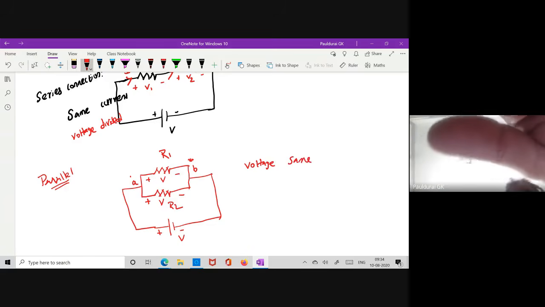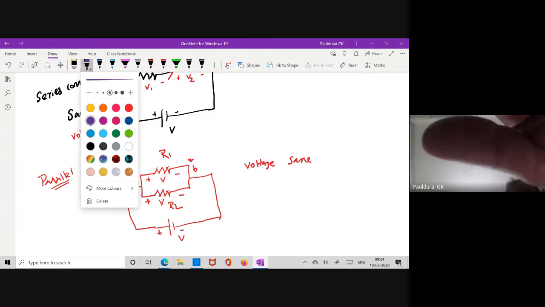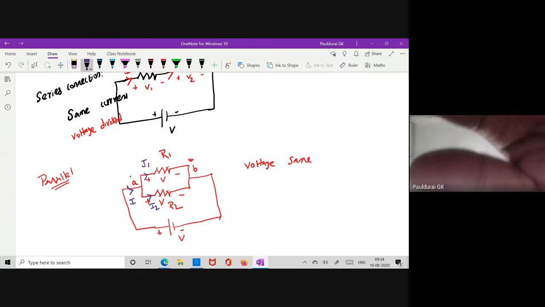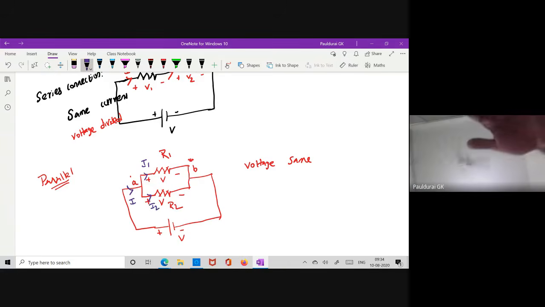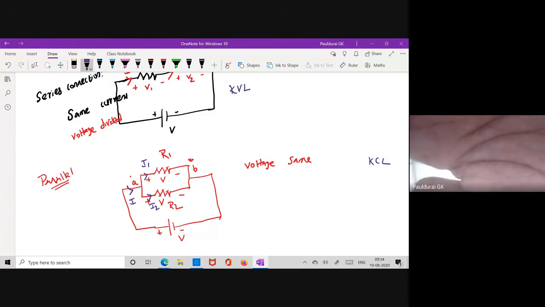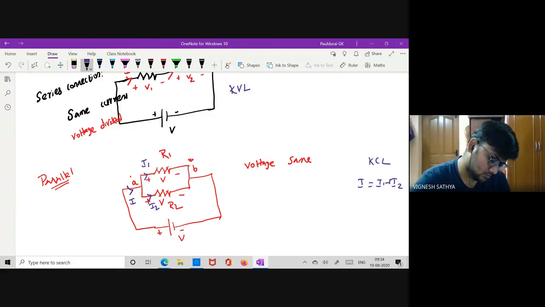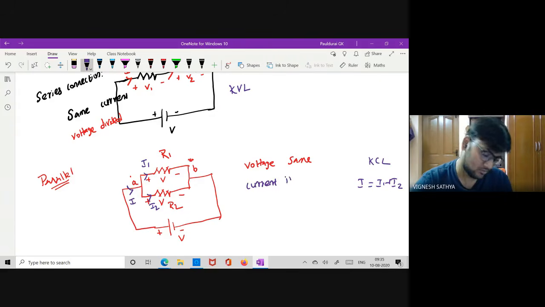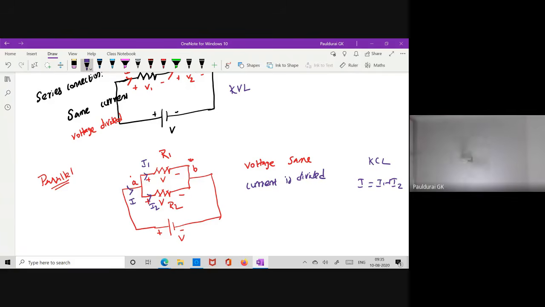But now what will happen? Take this is my total current I. Now the current is divided, take this is some I1 and this is some I2. Now it is possible to apply KCL. Here you can apply KVL in a series circuit, whereas in a parallel circuit we can apply KCL. If you apply KCL, entering current equals leaving current, I1 plus I2. So current is divided but voltage is the same. This type of connection is called parallel.